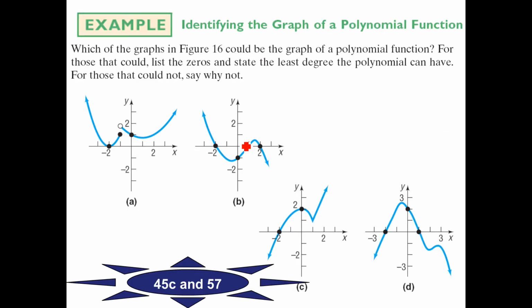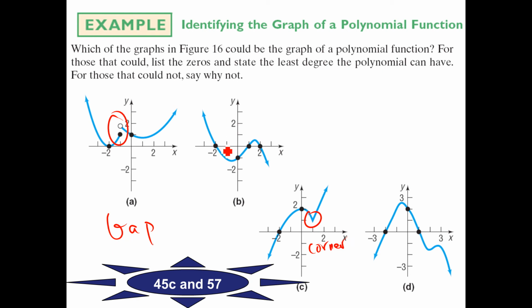All right, so let's take a look at this. Which of the graphs in figure 16 could be the graph of a polynomial function? For those that could, list the zeros and state the least degree the polynomial can have. For those that could not, say why not. All right, A cannot because it has a gap. C cannot because it has a corner. It is not smooth. This one is not continuous.